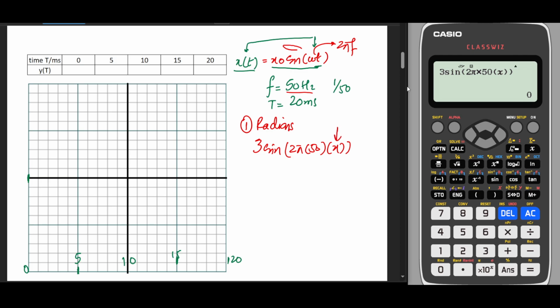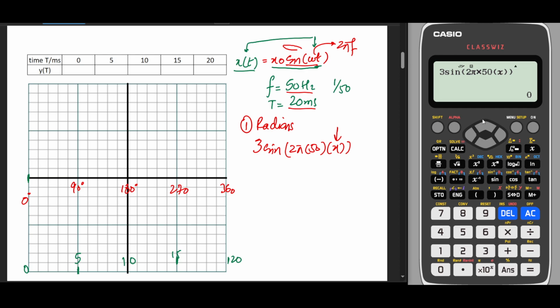Now I know that my full wave is going to get completed in 20 milliseconds, so I can choose any time between 0 to 20. But first we're going to look at 0, 5, 10, 15, and 20 and see what values we get at these points. Since this is a sine function, I know that somewhere around 5 this will be 90 degrees, this will be 180 degrees, this will be 270, and this will be 360, and this is 0 degrees. So I'm expecting a graph like a sine wave, but let's put in the values.